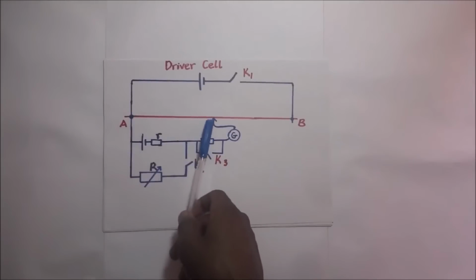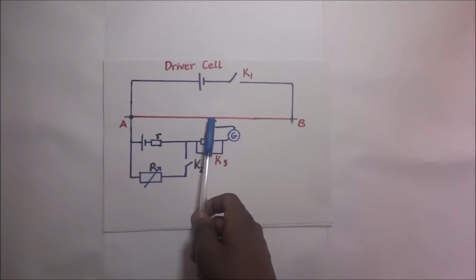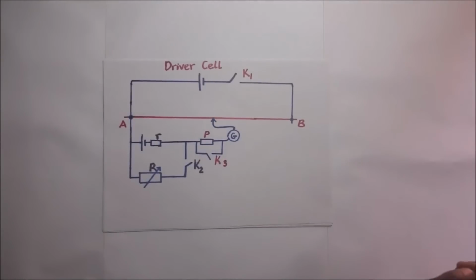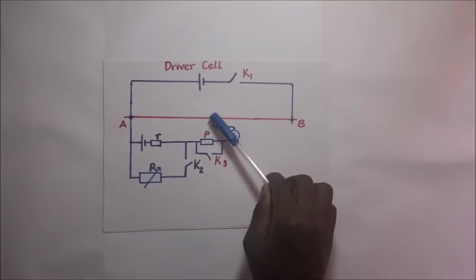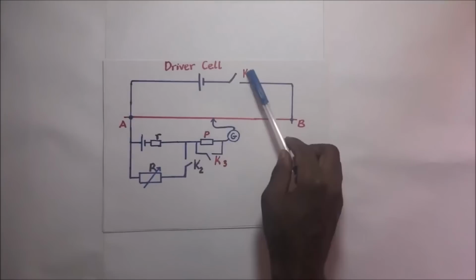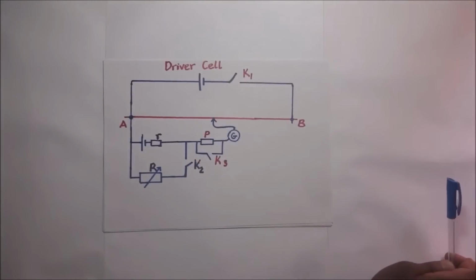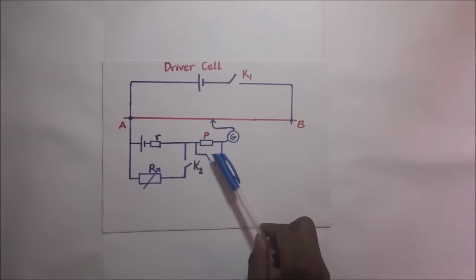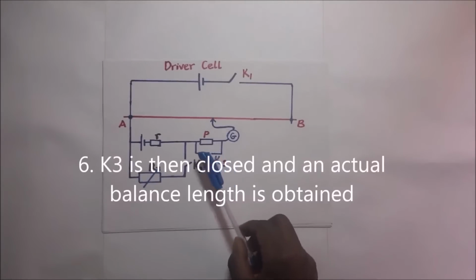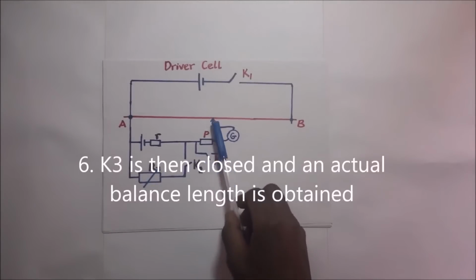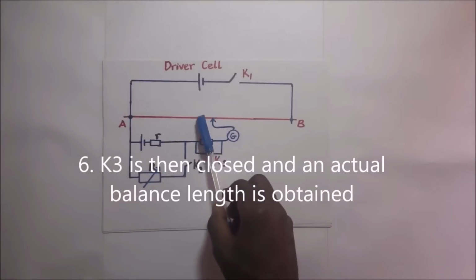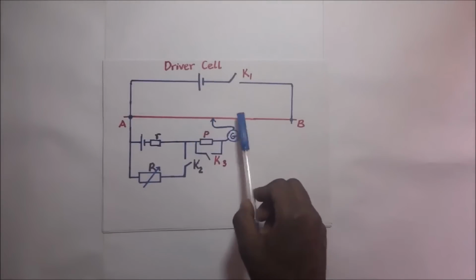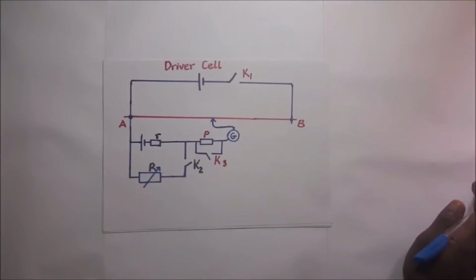by sliding this jockey or by tapping it along the wire AB until you get a point whereby the galvanometer shows no deflection. So after getting that approximate balance length, that is when the galvanometer is not showing any deflection when K1 and K2 are closed, we go ahead and close K3. After closing K3, it means we've bypassed the protective resistor. So we go ahead and tap this jockey along the slide wire AB until we get the actual balance length.